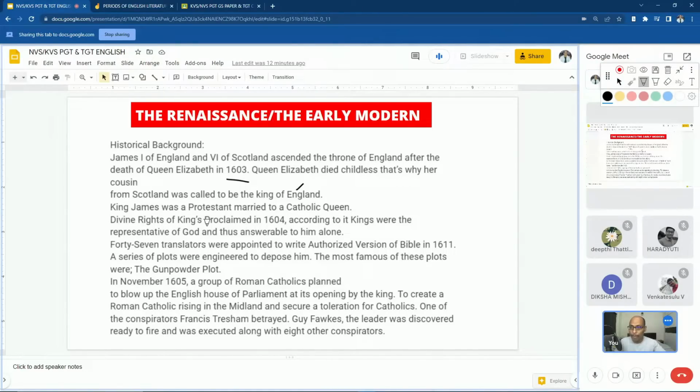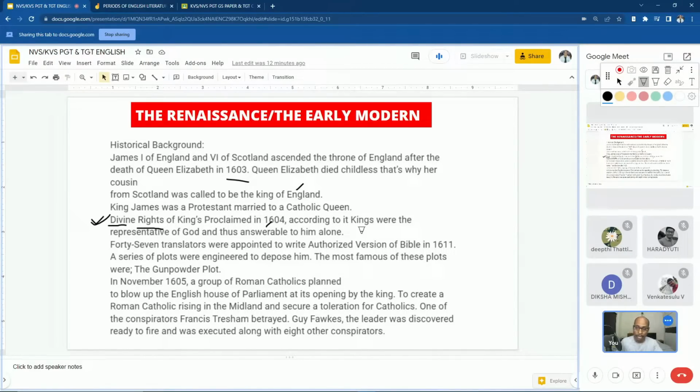So he proclaimed divine rights. What is divine rights? They believe that the kings are the direct descendants of God, with a direct connection with God. So he proclaimed the divine rights. Remember, this is very important for examinations or general knowledge. King James I of England proclaimed divine rights in 1604. According to it, kings were the representatives of God and thus answerable to him alone.